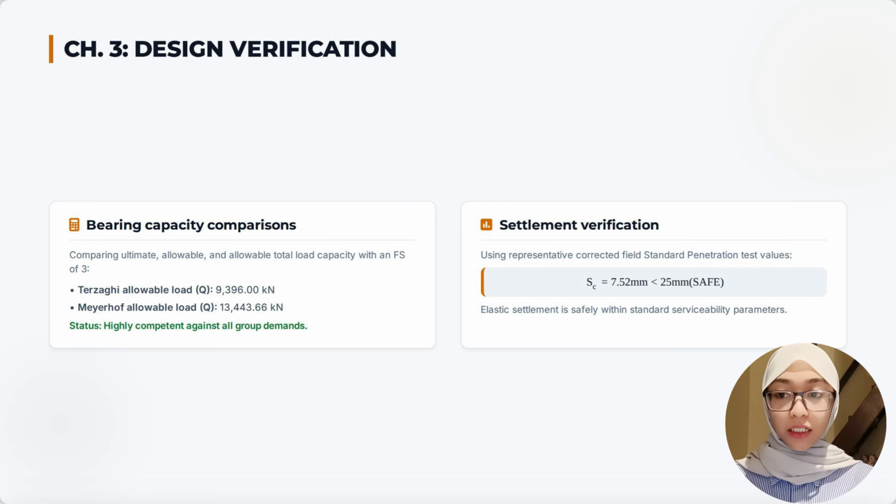For settlement verification, the estimated settlement is 7.52 millimeter, which is below the allowable limit of 25 millimeter. Therefore, the settlement is considered safe and meets the serviceability requirement. Based on both bearing capacity and settlement checks, the proposed foundation design is safe and suitable for construction.